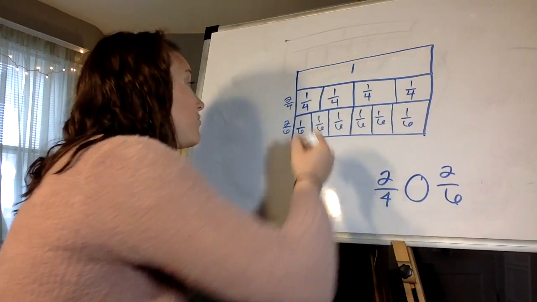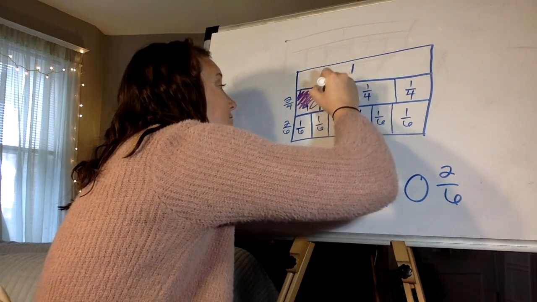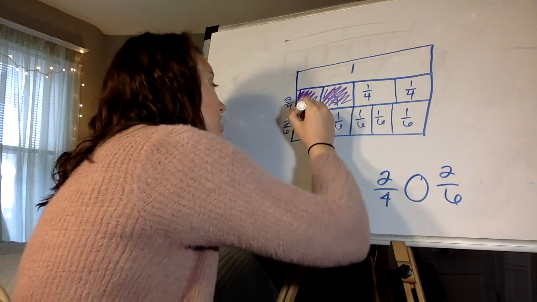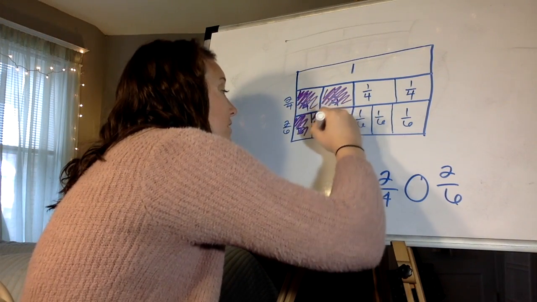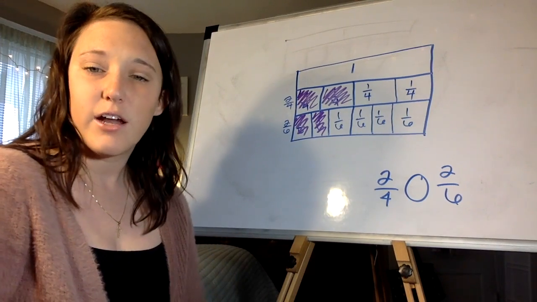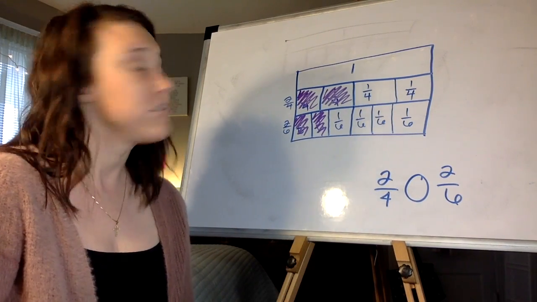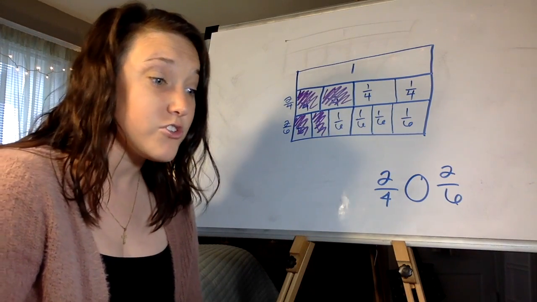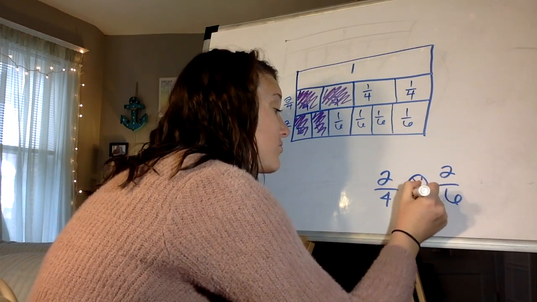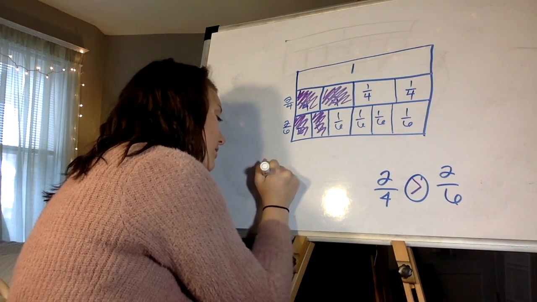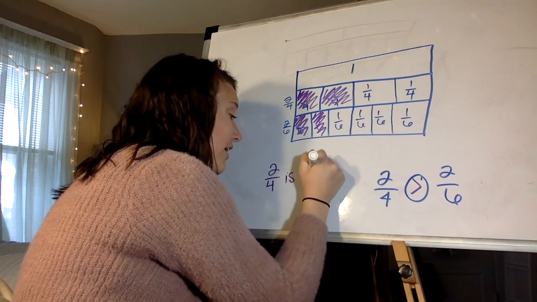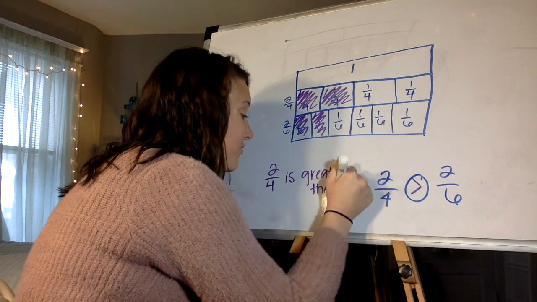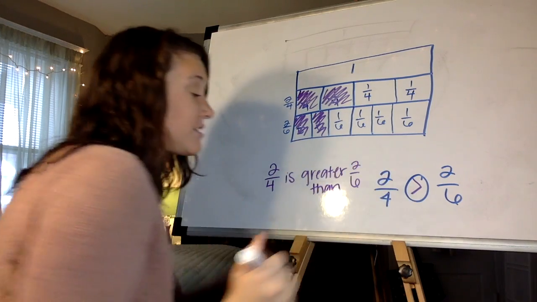Okay, so now it comes time to shade. So when I'm shading my 2/4, I'm just going to shade in 2 of my 1/4 fraction strips, and then I will shade in 2 of my 1/6 fraction strips. Now when I'm looking at them, which one is greater? Which one takes up more space of the whole? Well, 2/4 does. So 2/4 is greater than 2/6.